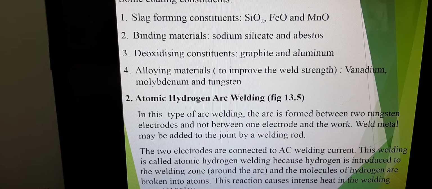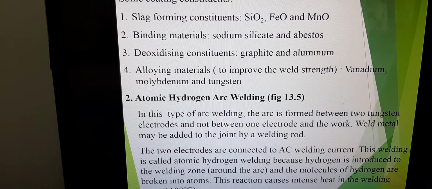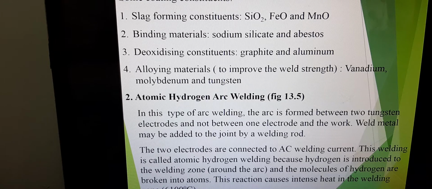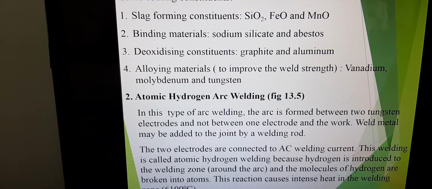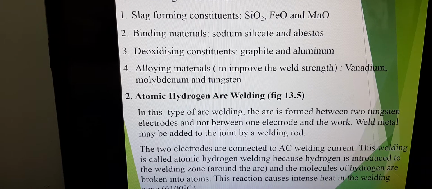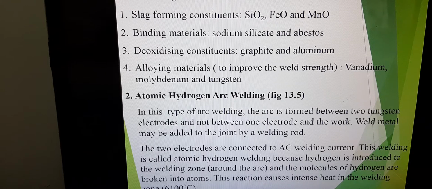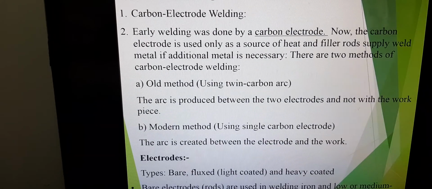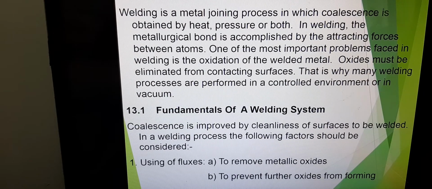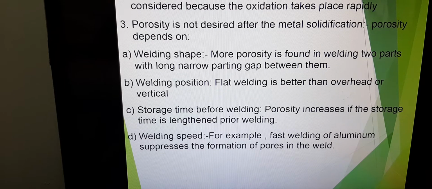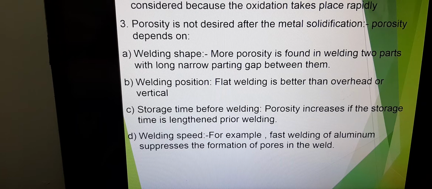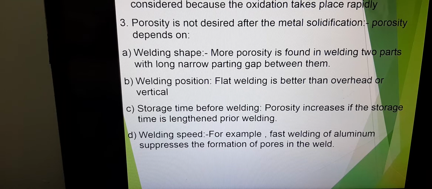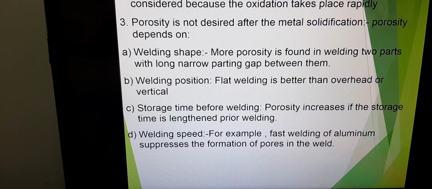I told you that the most important element in welding is the type of electrode that you use. So there were three: the bare electrode, the light or flux coated electrode, and the contact electrode. Besides that, we went through four different major points in welding: the welding speed, the use of fluxes, the welding shape, and most importantly, the welding position, and the storage time before welding, meaning the time taken between cleaning the workpiece and using it for welding.